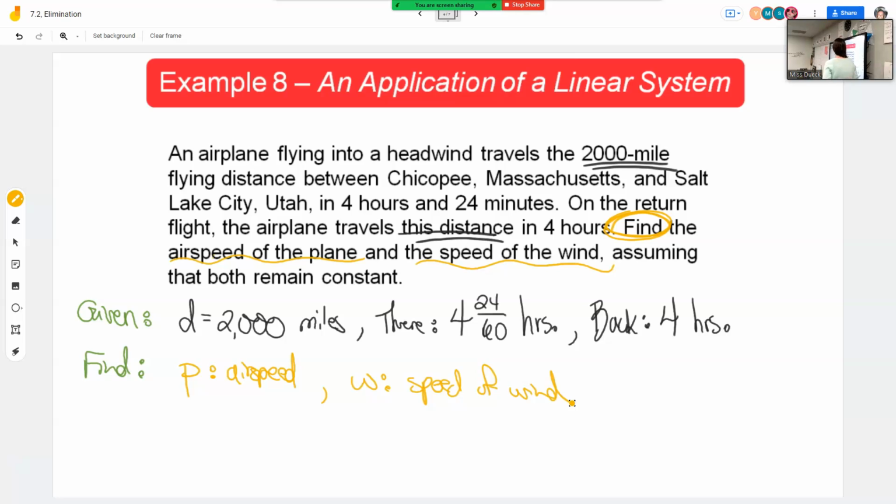Find the airspeed of the plane and the speed of the wind. Airspeed would be like in still air. Like what would the plane be flying if there was no wind? But the question is, was there wind? Yeah. Because what's it say? Alright, buddy. If you were flying into a headwind, if you were driving into a headwind, is it slowing you down or speeding you up? Slowing you down. The wind is against you, right?